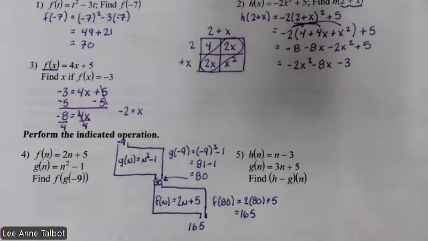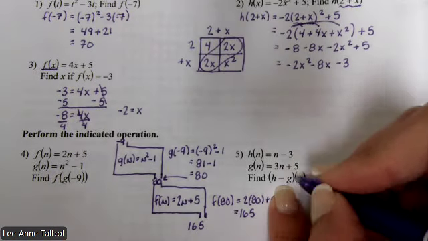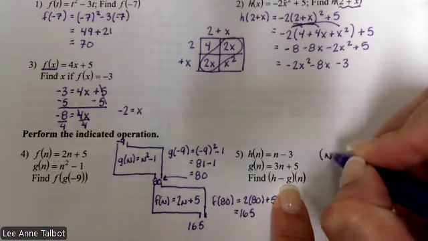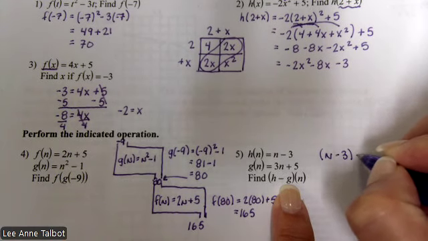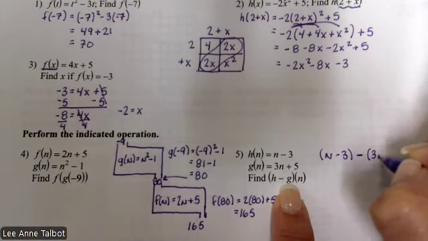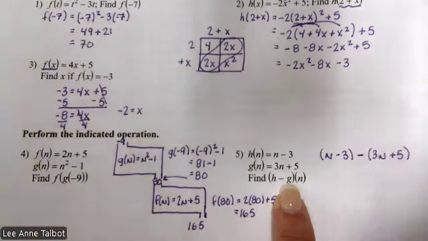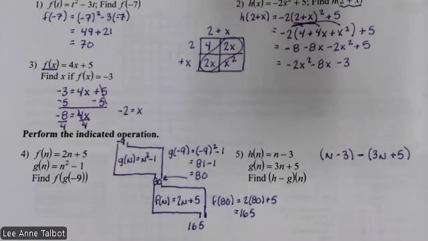Okay, now 5 and 6 are not function machines. They're just polynomials from like the scavenger hunt we did. So this one says h minus g. So you do h minus g. H minus g. And then just combine like terms.